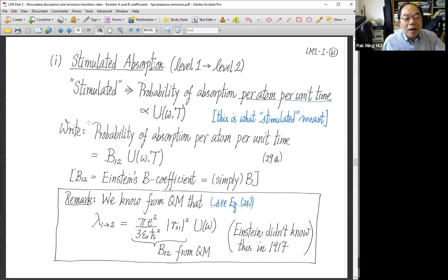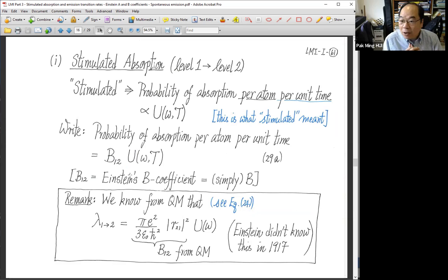First thing, probability of absorption per atom per unit time. Einstein writes it with a coefficient B12 because it is stimulated. It must be proportional to how much EM wave at that frequency is around. This is called the Einstein B coefficient. Usually at the end, we will skip the labels and just call it the B. But at this point, don't do that, just to remind us what this is, what it means.